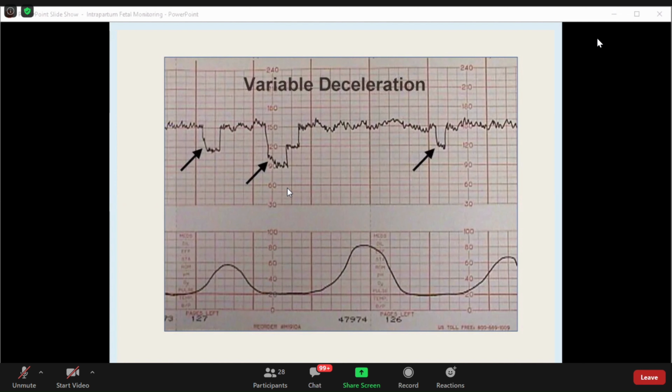But how long do you wait? I mean, after you change the position of the mom, how long do you wait to make sure that you've corrected the position, whatever the problem is? It might correct in 20 seconds. It might take 10 minutes. You have to stand there.